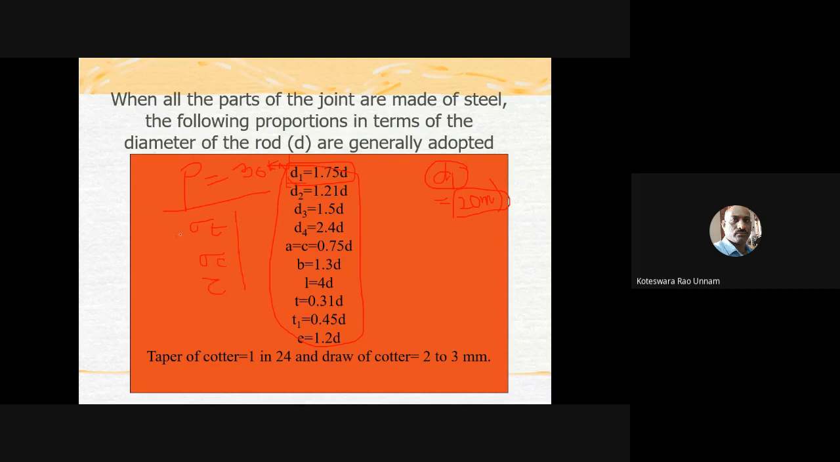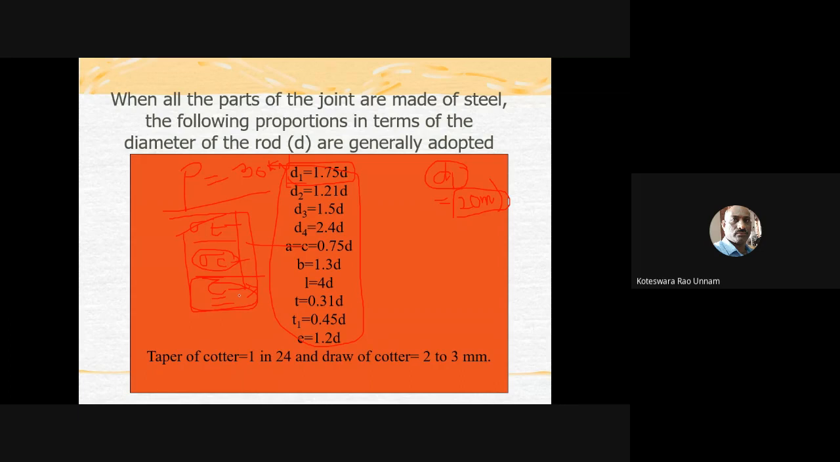Sigma T is nothing but the tensile strength of the rod, or allowable tensile stress in the rod. Sigma C is the crushing stress in the socket and spigot while calculating those dimensions. Similarly, tau corresponds to your cotter. So you need to identify the material of the cotter and the material of the socket and spigot. Suppose all are made of the same material, then for that material you have to identify these three values: the tensile strength, the crushing strength, and the shearing strength. So don't say that this data is not given in the question.